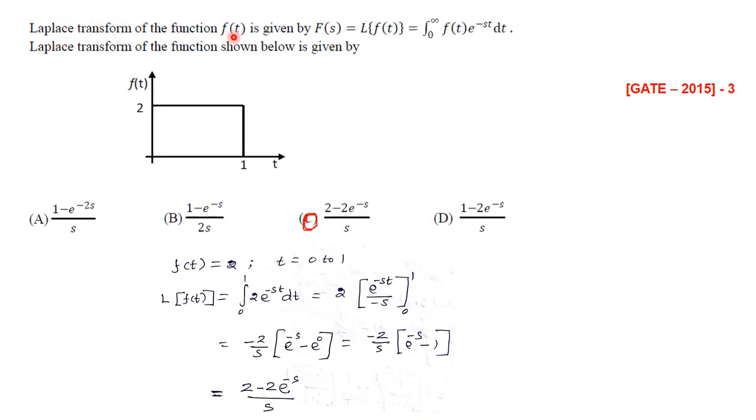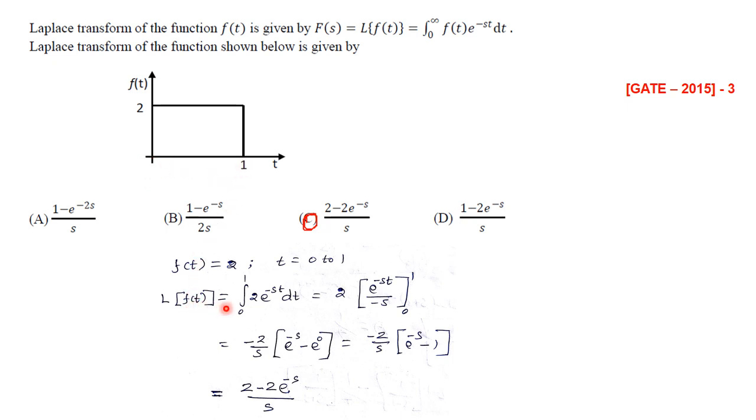The Laplace transform of a function f of t is given by F of s, equal to the Laplace transform of f of t, which is the integral over the limit 0 to infinity of f of t into e power minus st into dt. It's the basic formula of the Laplace transform. The Laplace transform of the function shown below is given by. For the given figure, we need to identify the Laplace transform. It's GATE 2015, set 3, mechanical engineering. From the graph, we can conclude that f of t is equal to 2, and t is from 0 to 1, from the origin to 1.